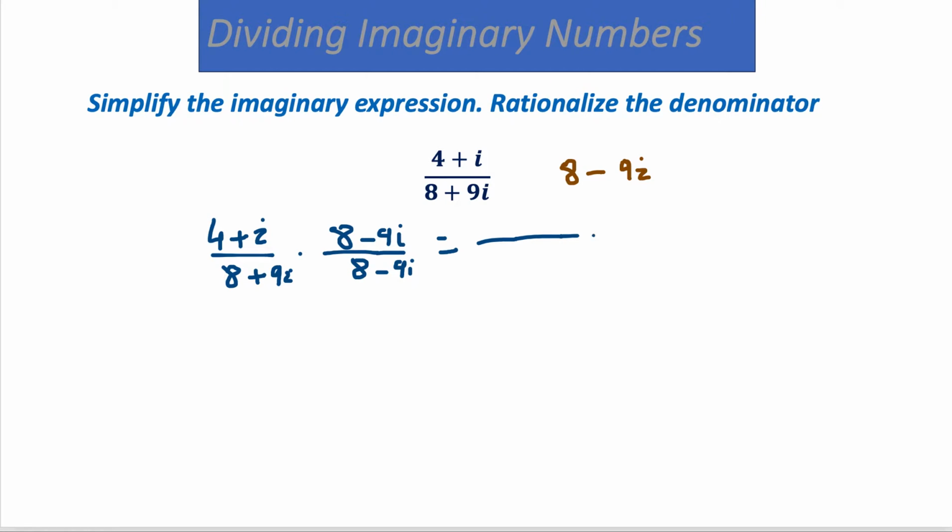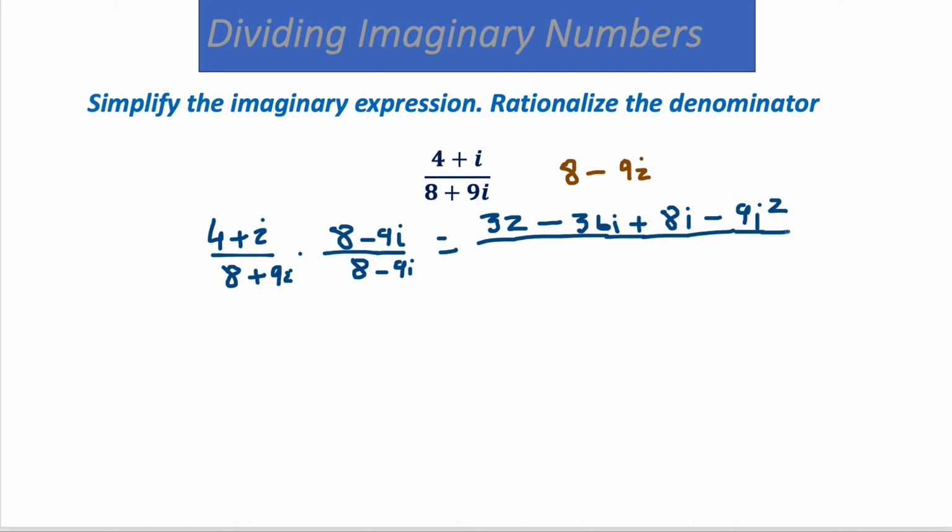So I'm going to distribute. 4 times 8 is 32. Let me write 32 here. And 4 times minus 9 is minus 36i. And now I'm multiplying by i. i times 8 is plus 8i. And we have i times minus 9i is minus 9i squared. Okay, this is here.